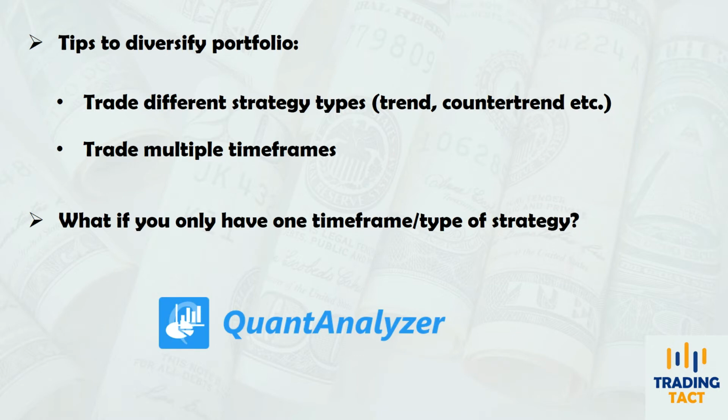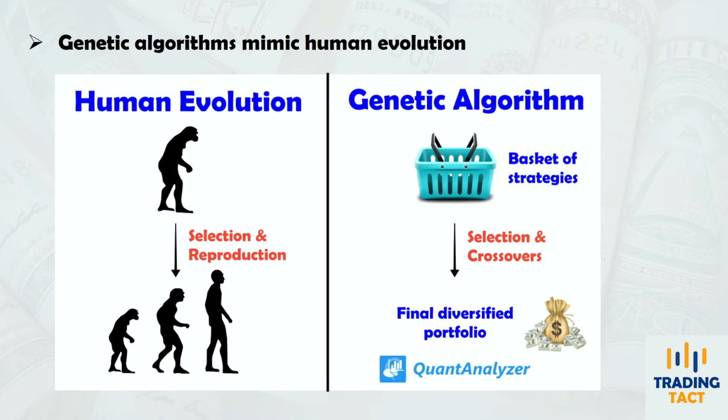Fortunately, QuantAnalyzer has solved this problem for us. QuantAnalyzer's Portfolio Master uses a genetic algorithm to build high-performing diversified portfolios. In a nutshell, the genetic algorithm mimics the process of human evolution, whereby the portfolio is repeatedly modified to better meet our performance requirements. You just need to load your basket of strategies and input your portfolio requirements, and Portfolio Master will do the number crunching for you.